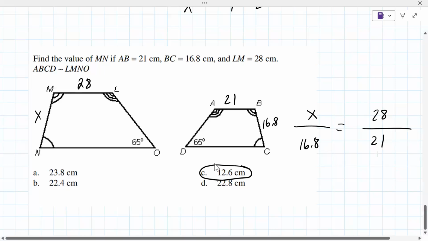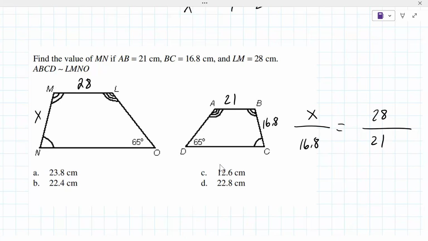So the answer is not 12.6. So why don't you recalculate? You can use a calculator. You might be able to estimate it. This one's pretty tough without a calculator.